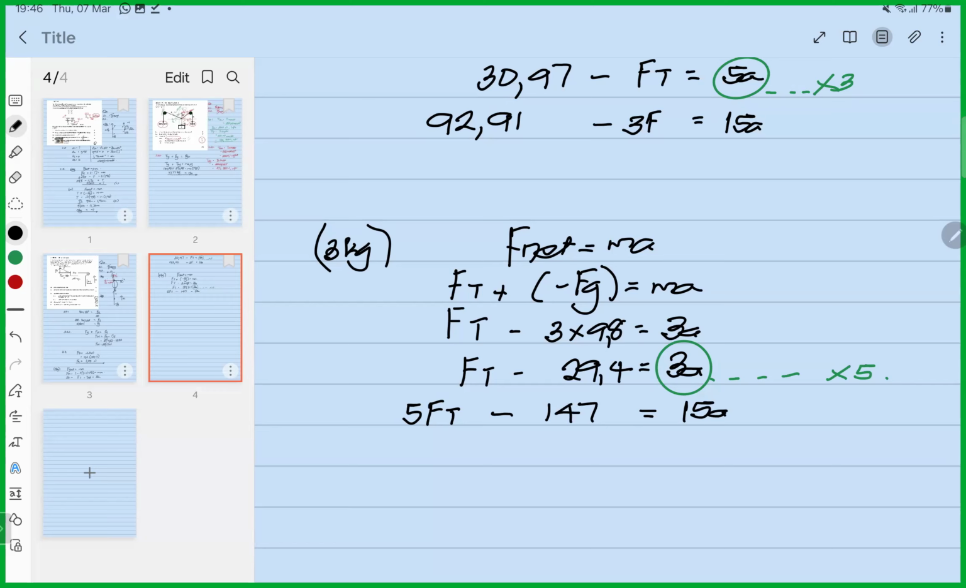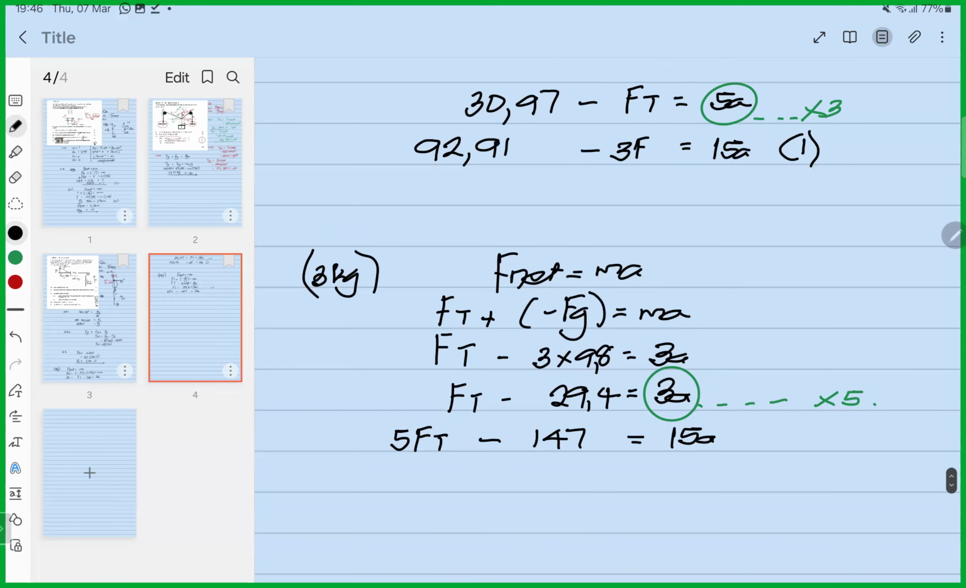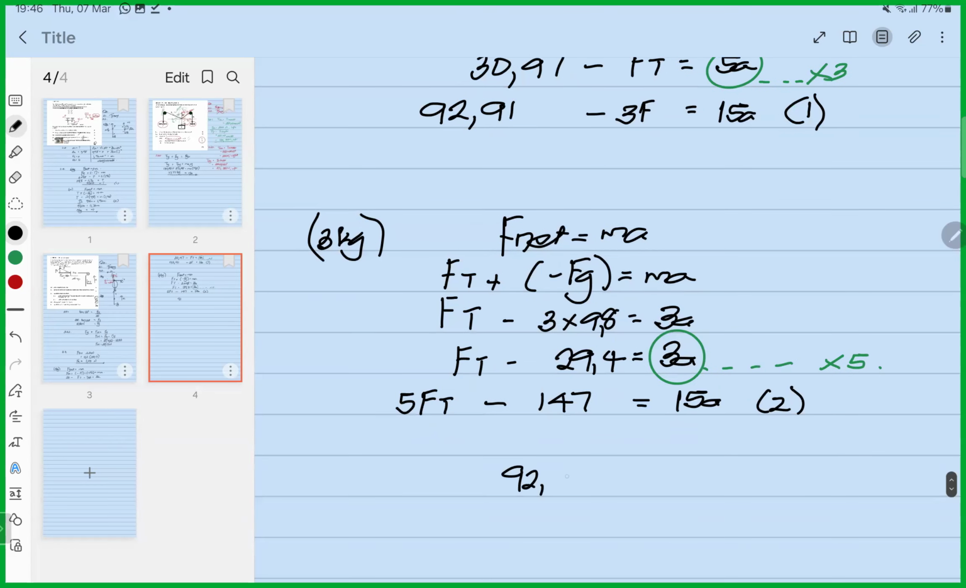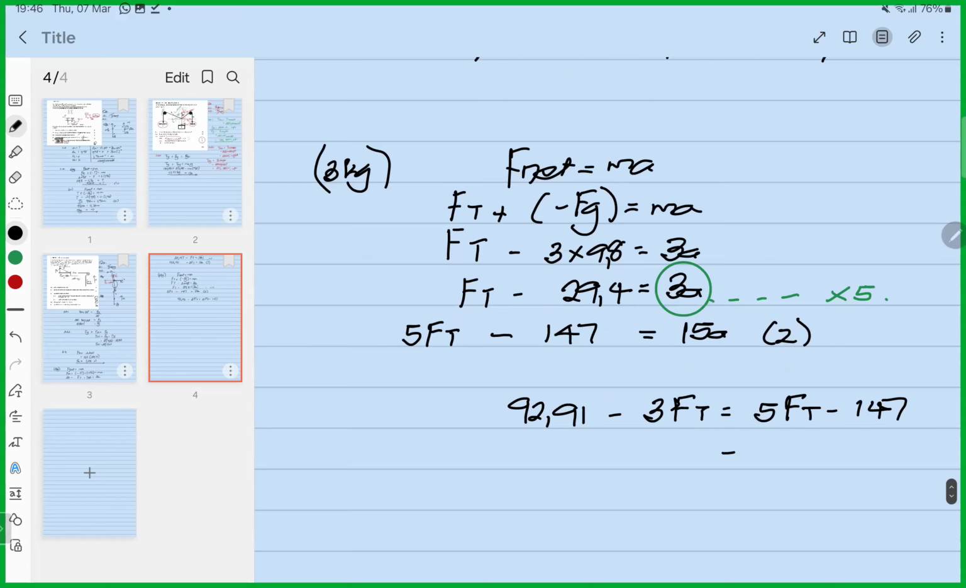So I got 15A for both. I equate the left-hand sides now. 92.91 minus 3T equals 5T minus 147. So 8T here: 92.91 plus 147, divided by 8. What's T? 29.99, if I'm not mistaken, sir. Thanks.